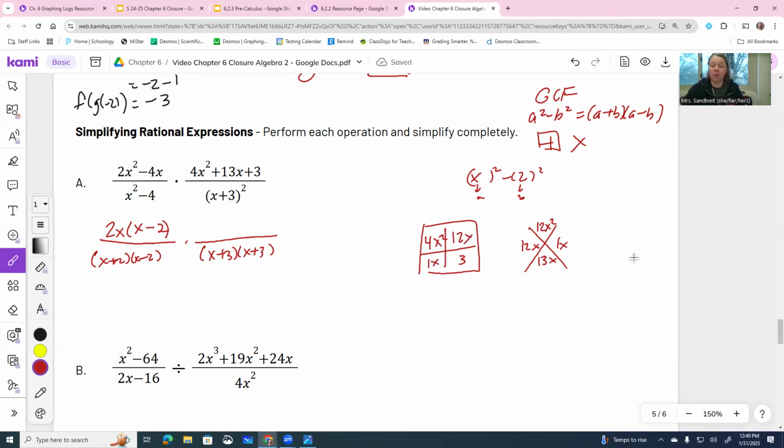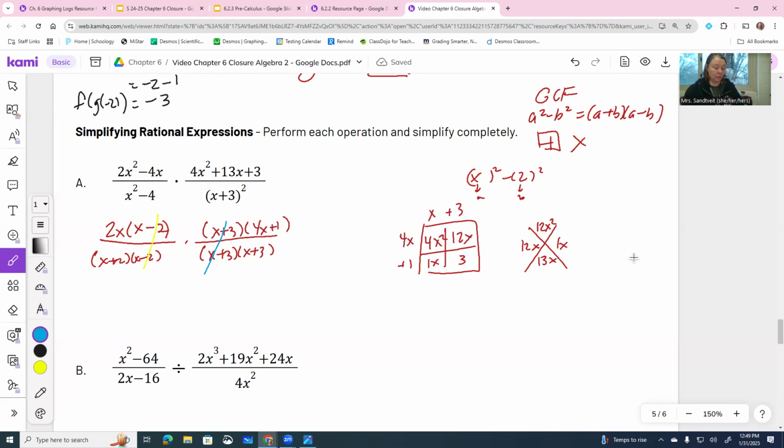The common factor here is a 4x. Remember, this would be an x, this would be a plus 3, this would be a plus 1. So here I have x plus 3 times 4x plus 1. All right, and I'm going to look for those pairs on the top and bottom. So here's one. Let's see what else we have. I got this x plus 3 and this x plus 3.